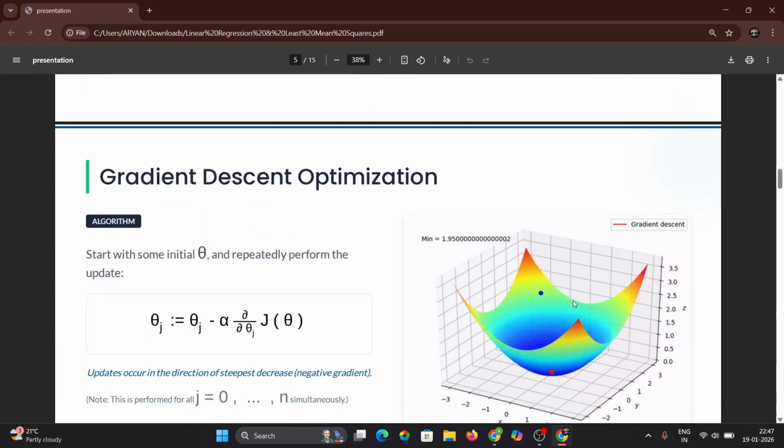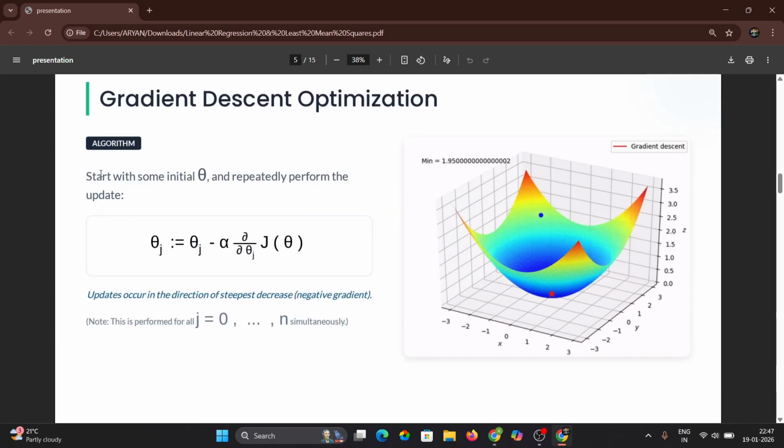Here you can see, we start with some initial theta. We will take the initial theta or weight values as random, or there are many different initialization techniques, which we will learn further in the course, and repeatedly perform the update. We will update after every iteration, and we will find a new weight. The update rule is: theta j is equal to theta j minus alpha, where alpha is the learning rate, times the gradient of the loss function or objective function.